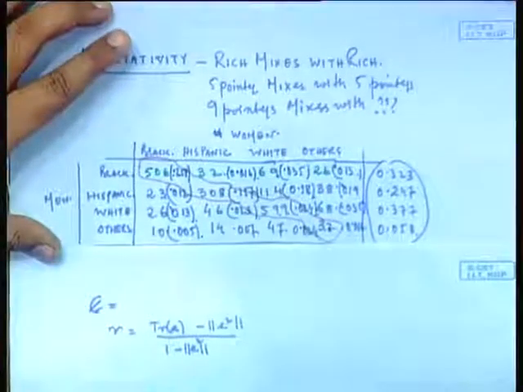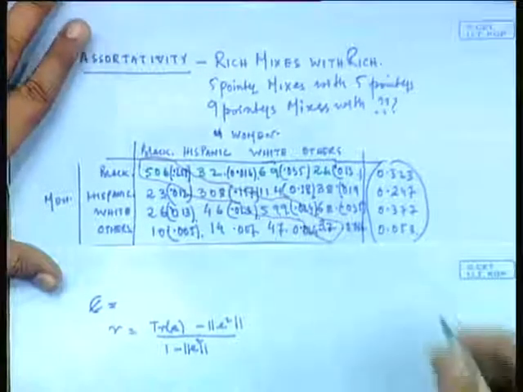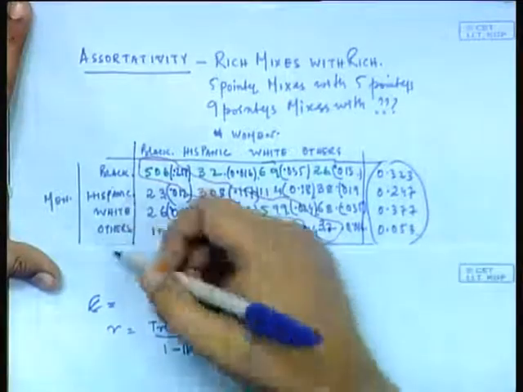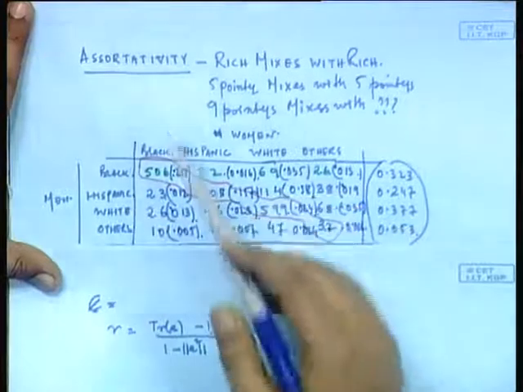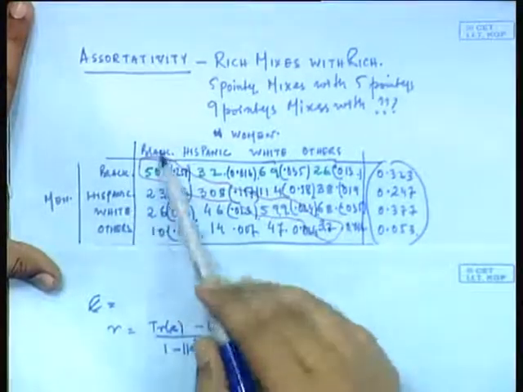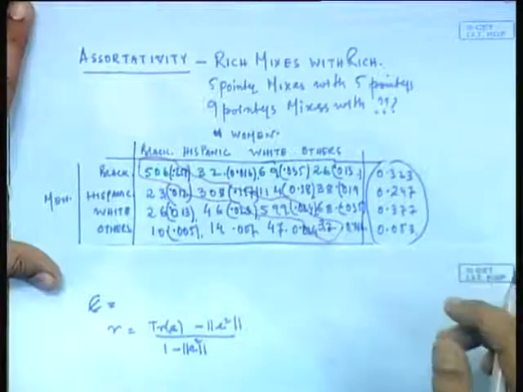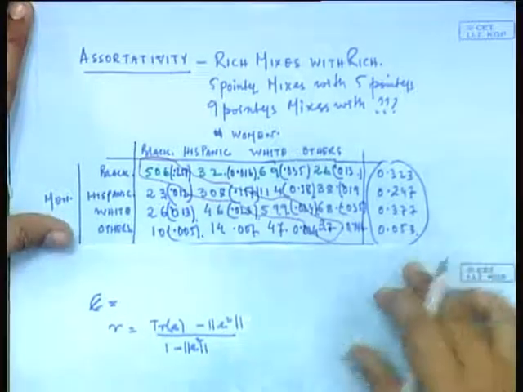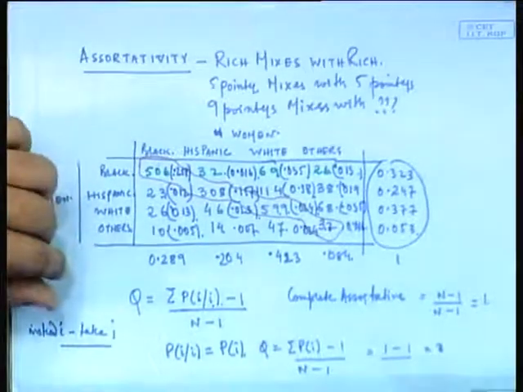So, we start with the concept of assortativity. Assortativity is something where likes go with likes. That was what we told, and then we had this. You may be remembering that we had black, Hispanic, white, others, black, Hispanic, white, others, and accordingly we showed an associative matrix, and also we first proposed how to calculate associativity.